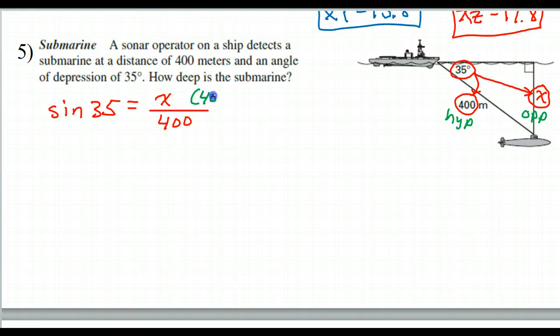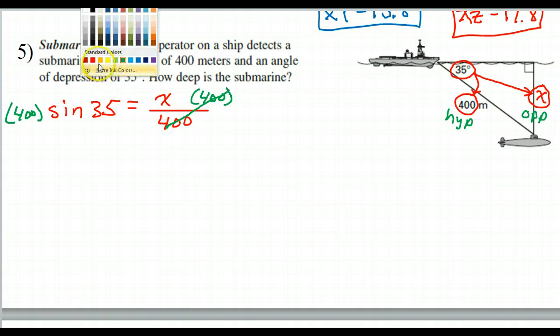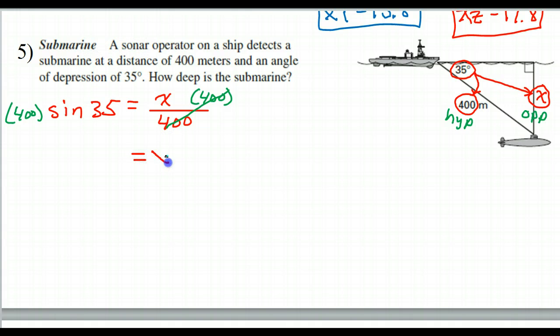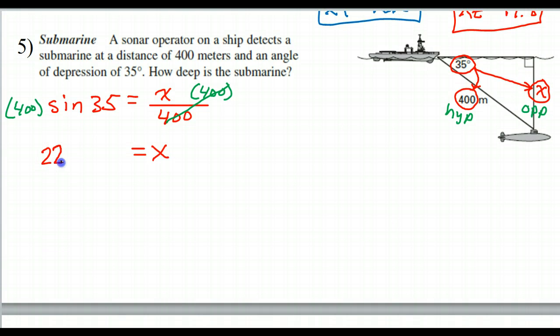How will we solve this, you ask? Let's just multiply both sides by 400. That way these 400s will cancel each other out. And that will get x by itself. So x equals 400 sine 35. I'm just going to put that in my calculator. That is 229.4 meters. Don't forget your units. So that's it. We were just supposed to find the depth of the submarine, and that's how you do it.